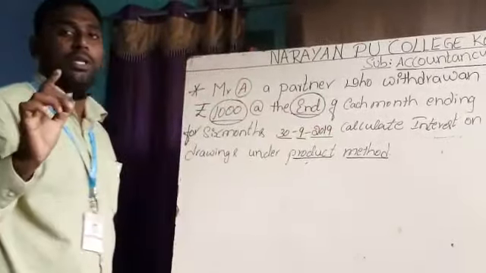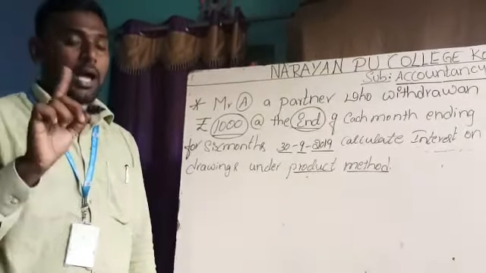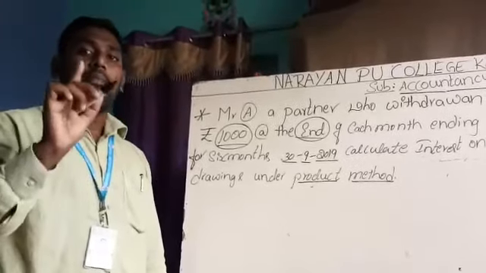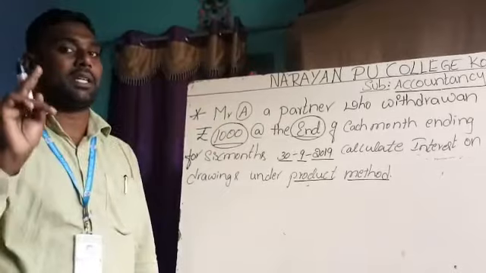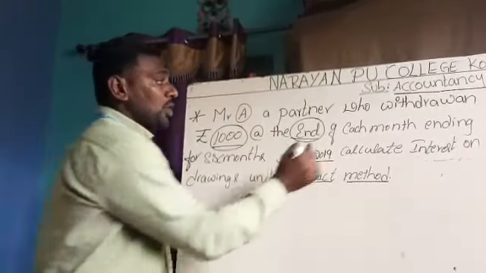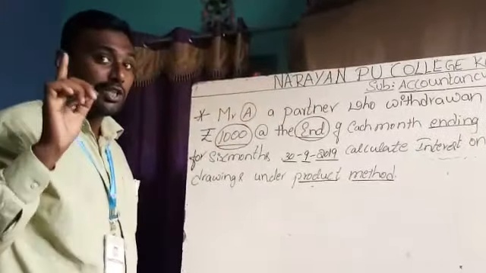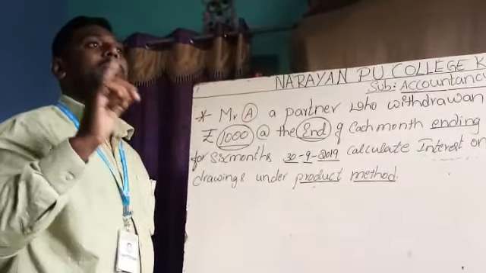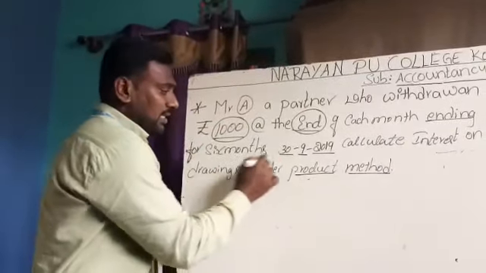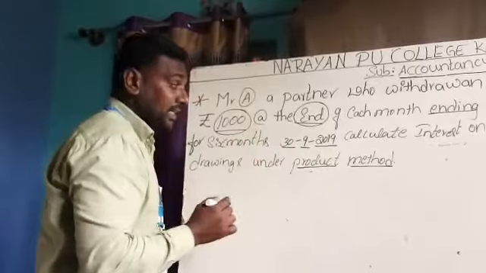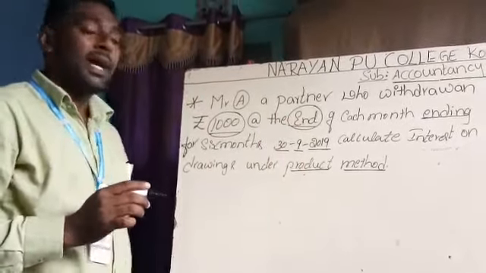We have to assume that the accounting year always begins on 1st April and ends on 31st March of the next year. So this 12 months duration will be considered as one financial year. For each month ending, whether it is 30th or 31st, we have to take that date. For 6 months ending, the ending date is given as 30th September 2019. So this is the ending duration.